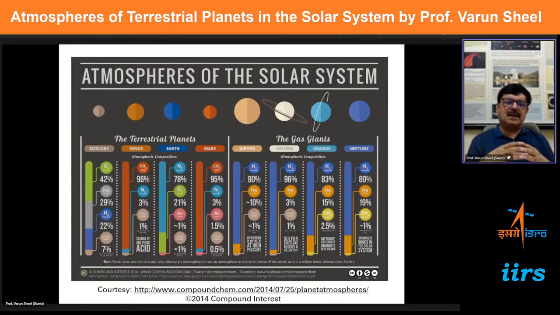So just to give you an overview again of the composition of various planets, that is the first thing which comes to our mind. Since it's a gaseous envelope which we call the atmosphere, what is the composition? And all of you know that among the terrestrial planets, it is the Earth which is rich in nitrogen and oxygen, and it is the oxygen, at 21%, which makes our life possible on Earth.